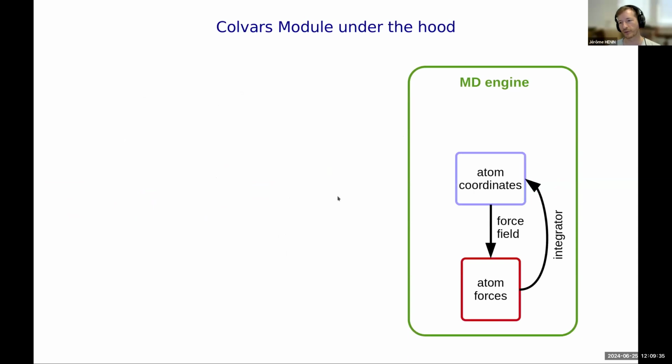So what's happening under the hood once you run this in NAMD? Well, NAMD is maintaining atom coordinates. It's computing energy using force fields, and forces. And these atom forces are used by the integrator to update coordinates. And say, if you're running NAMD 3 in its GPU resident mode, all of this happens on the GPU. The atom coordinates are stored in the GPU's memory, and the computation is done on the GPU.